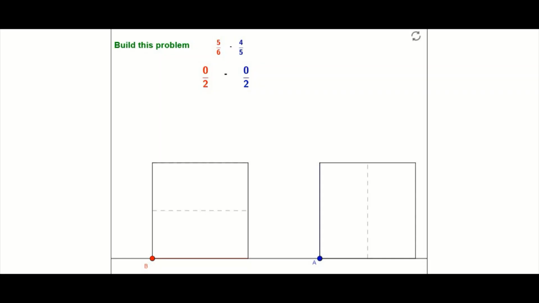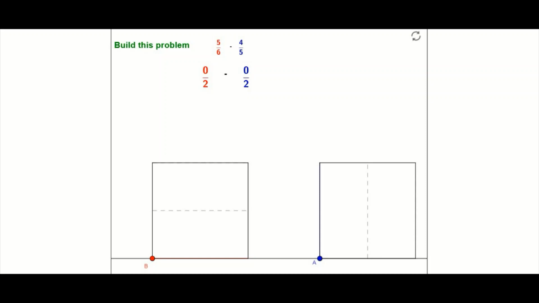So note on the screen, I have two rectangles, right? Both of them have the same area. One is a red rectangle and one is a blue rectangle, and they have the same area. Now I have the fraction 5 over 6 minus 4 over 5. Now what I am going to do is represent the fraction 5 over 6.